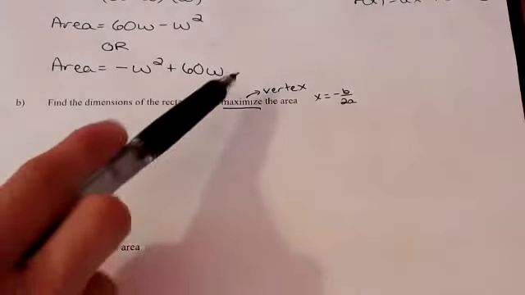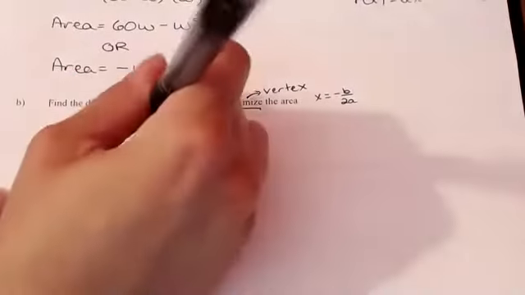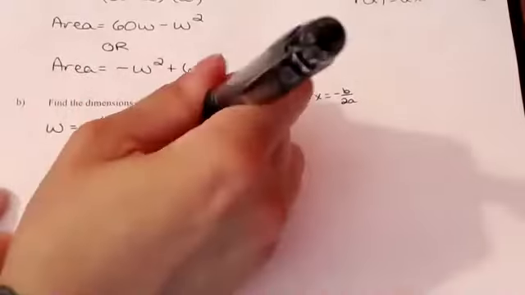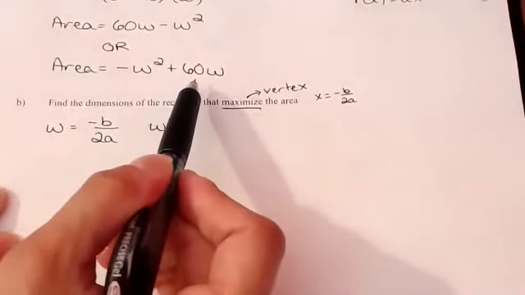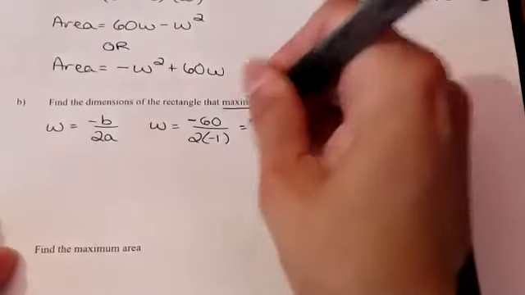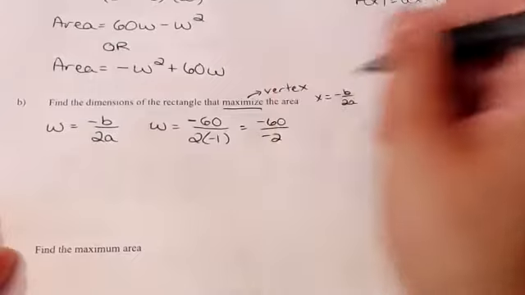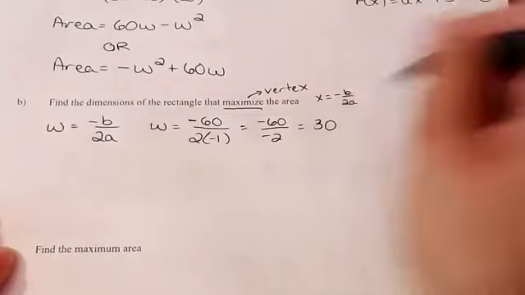In this case, what is x being replaced by? W. You see that? W is replacing x. So I'm going to write W is equal to negative b over 2a. Good. We have negative b is 60, all over 2a. A is negative 1. Good. So we have negative 60 over negative 2, which means my width is going to be a positive 30.